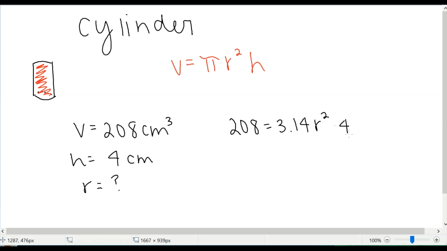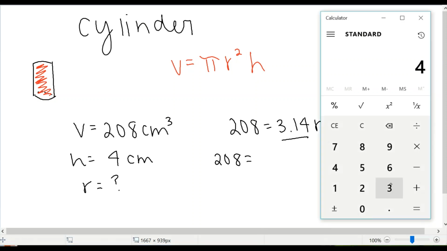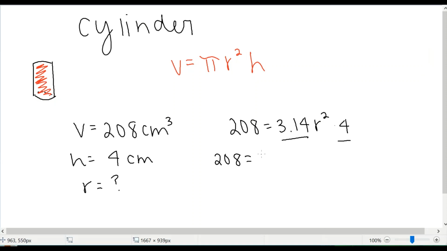So when I'm going to solve this, what I need to do is the same exact thing as the last problem. I'm trying to get this r all by itself. The first thing I'm going to do is multiply the 3.14 and the 4 together. So I've got 208 equals, and now I need to do that. 3.14 times 4 gives me 12.56.